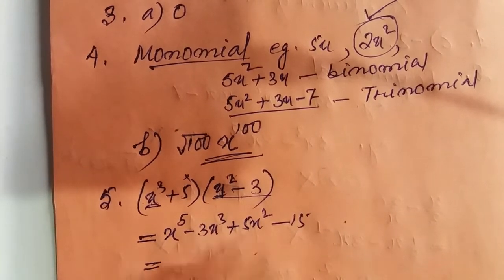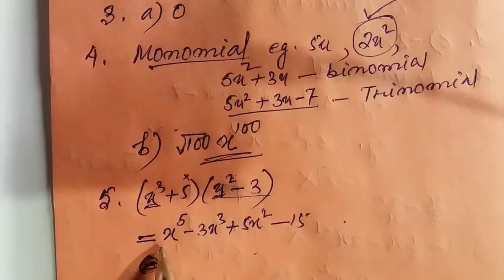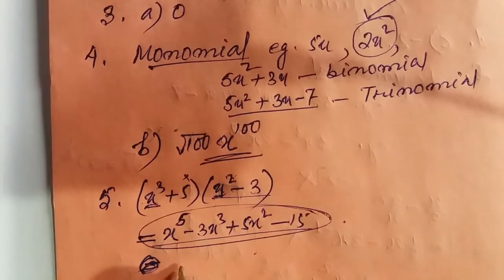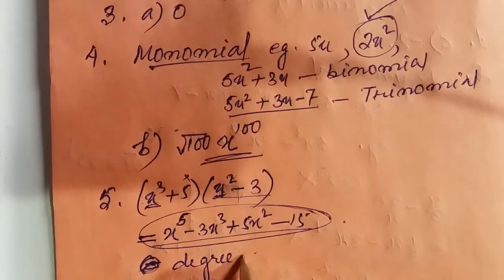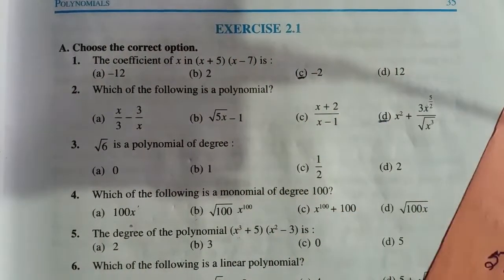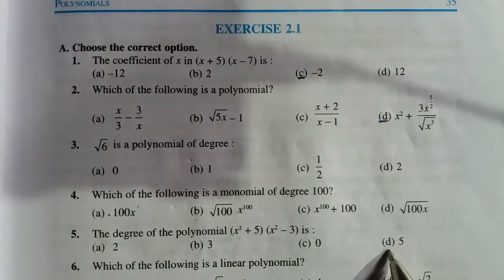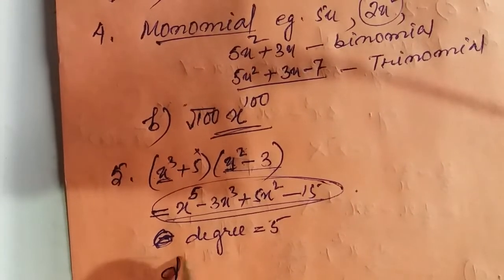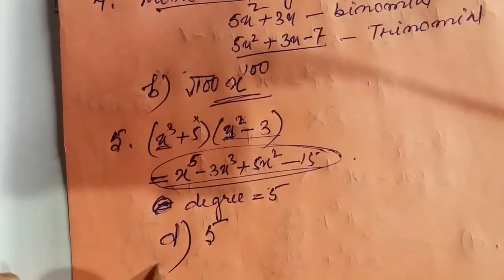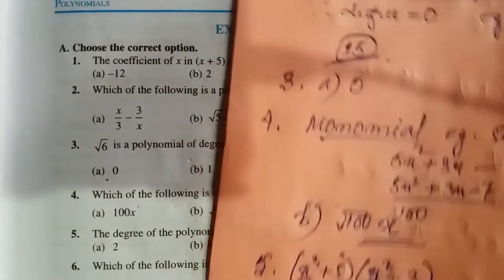Now there is no like term here. We can see that the highest power of this polynomial is 5. Therefore the degree of this polynomial is 5. So the correct answer here is 5, that is D. This D is the correct answer. Now we'll see question number 6.